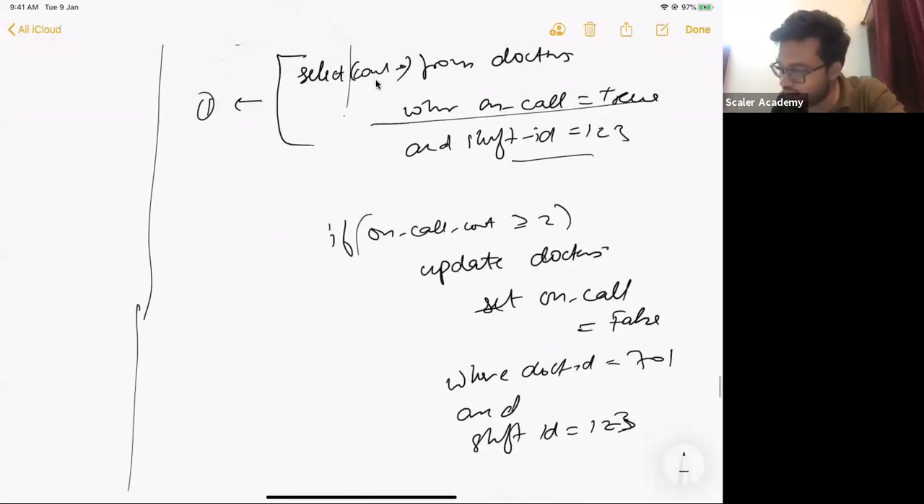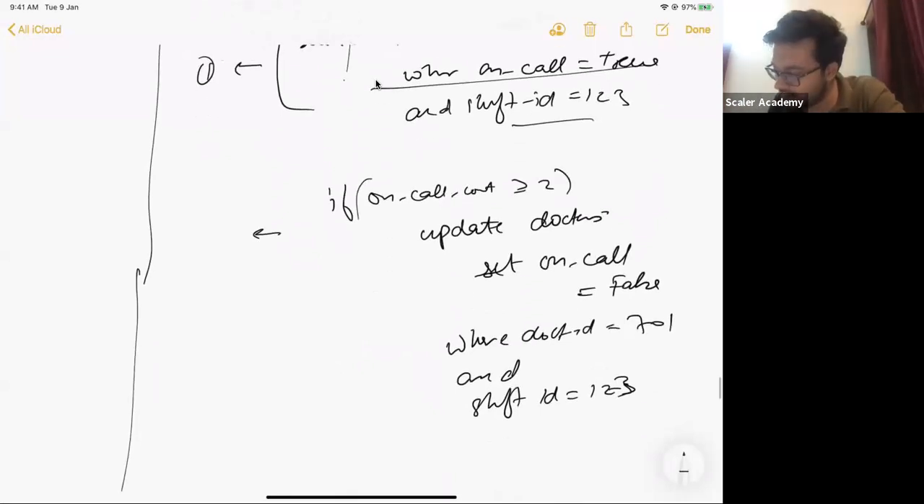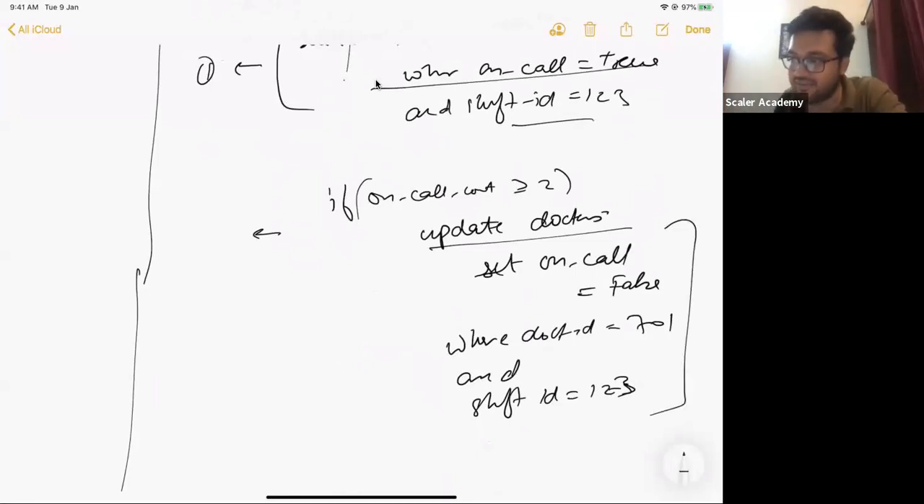The second statement that you do is check if the number of people who are on call is greater than or equal to 2. Then you actually say, "bhai, okay, this particular doctor can take a leave," and you will update the leave thing for this doctor. Does that make sense? Does that make sense to everybody?